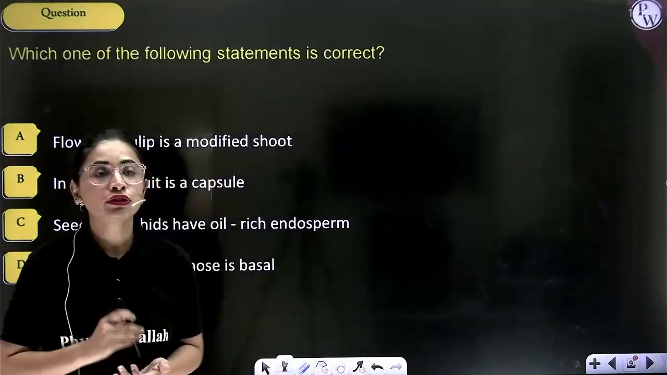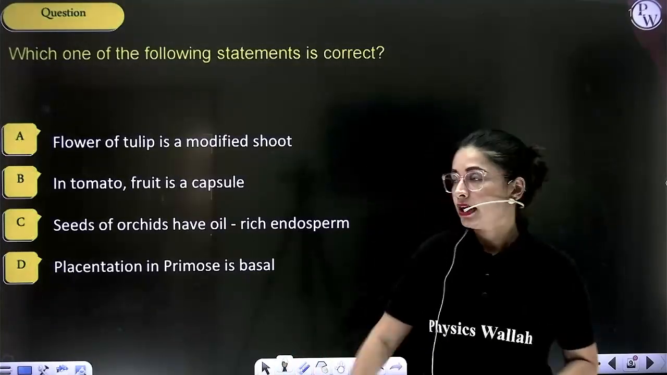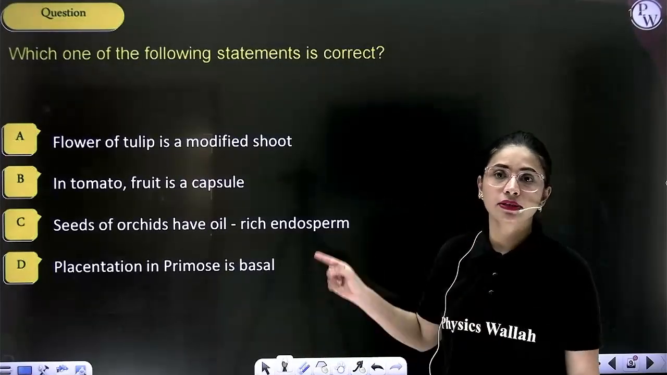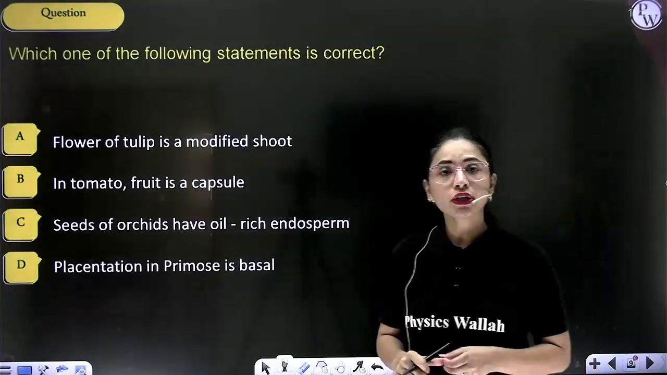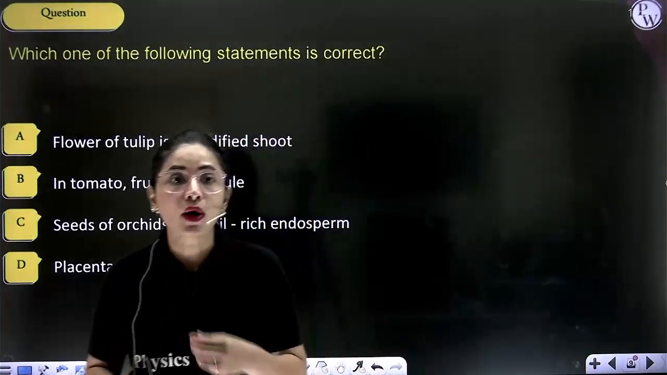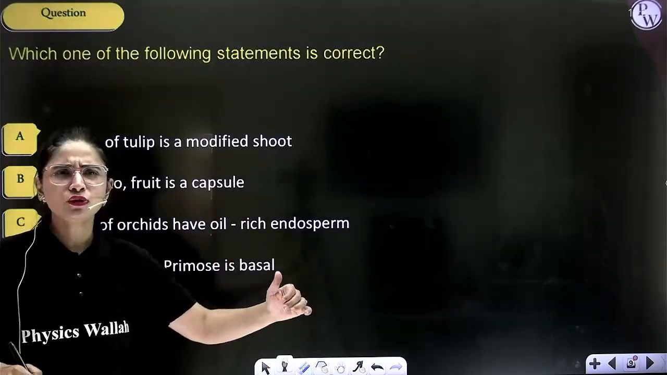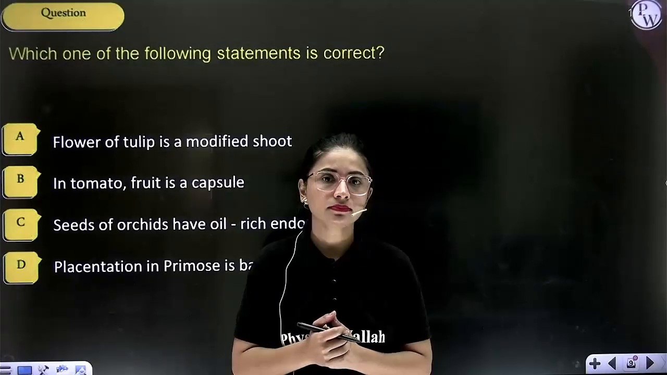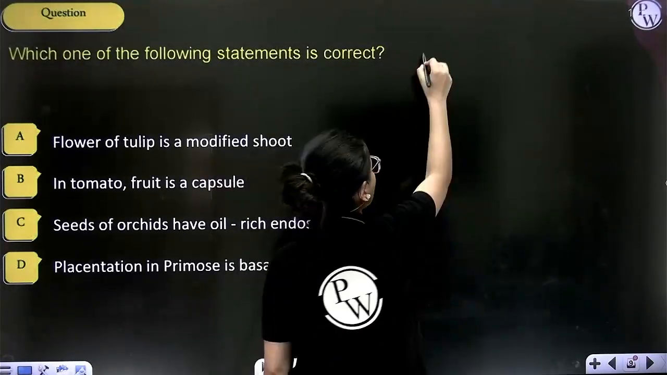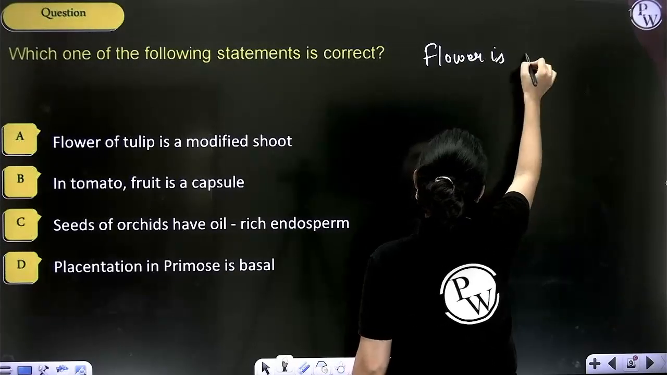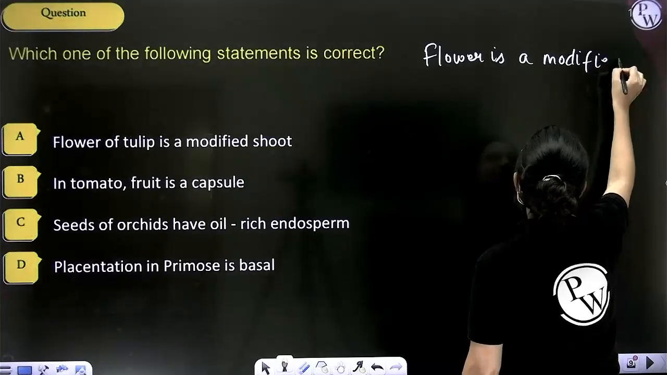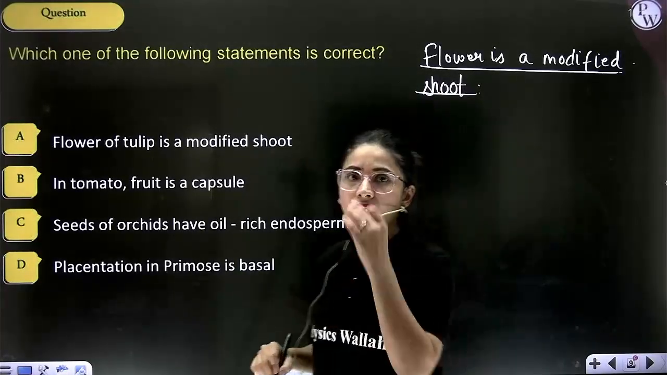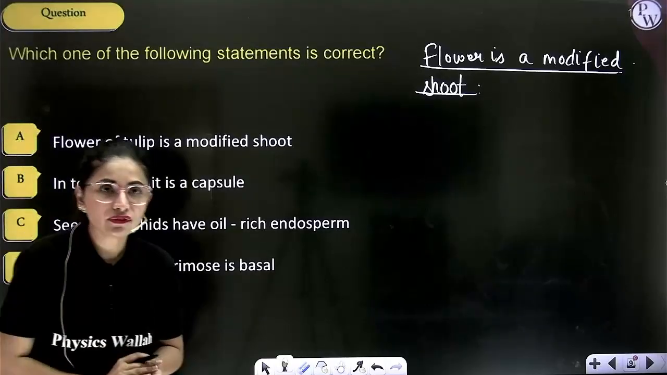Next question says, which of the following statements is correct? Now here are the four statements, out of which three will be wrong, one statement will be right, and that right statement you have to select. Let's read. The first statement says, flower of tulip is a modified shoot. Be it tulip or any flower, what is basically a flower? How do you define it? We all know that any flower, it's a line from NCERT, is actually a modified shoot. Flower is a modified shoot.